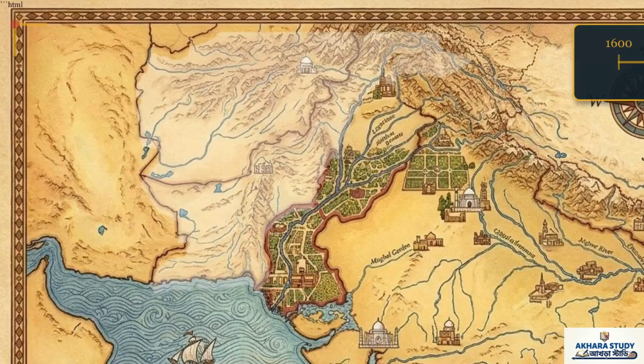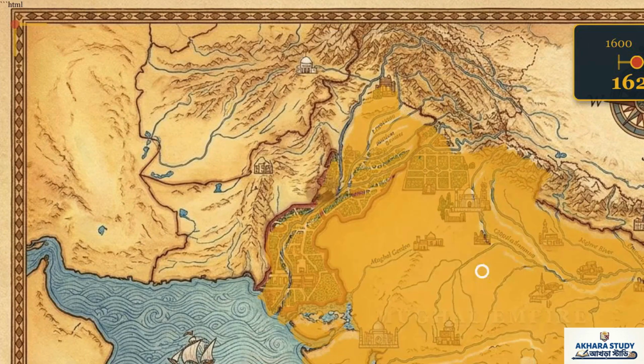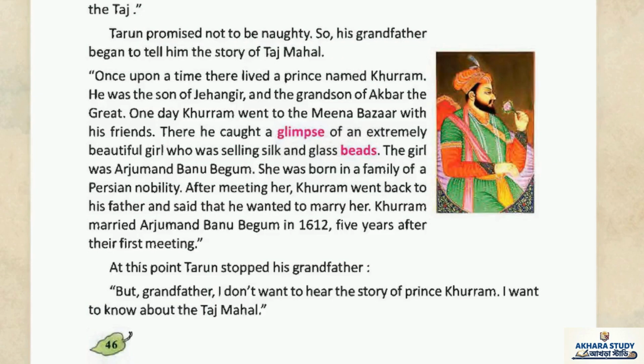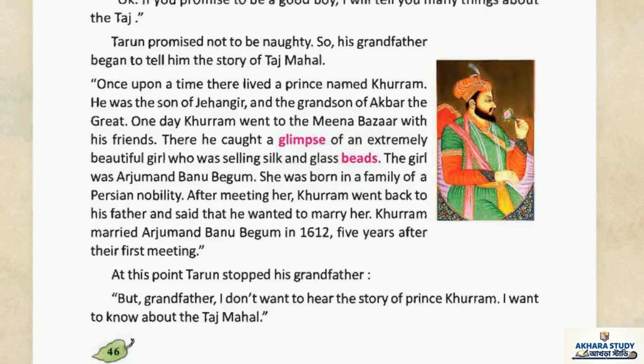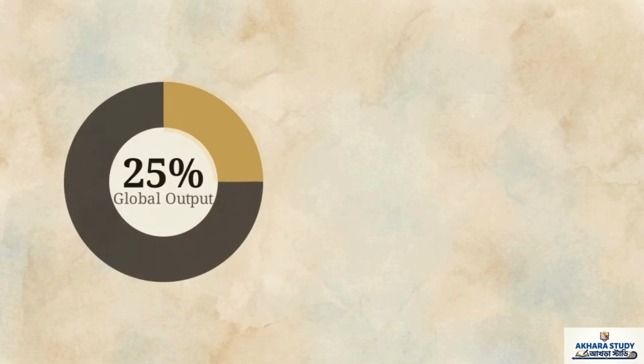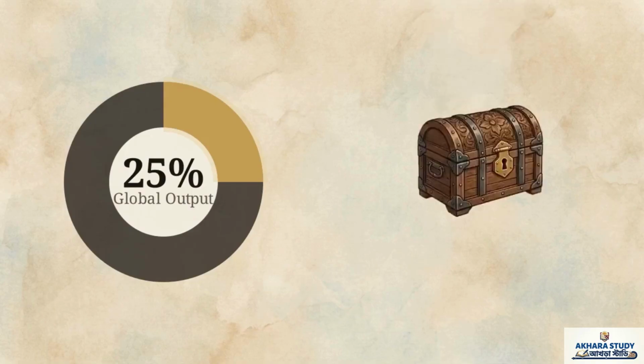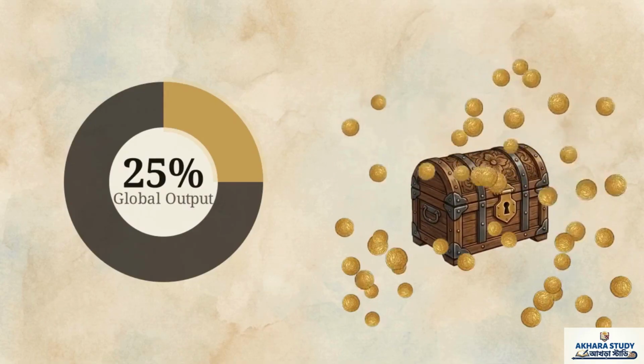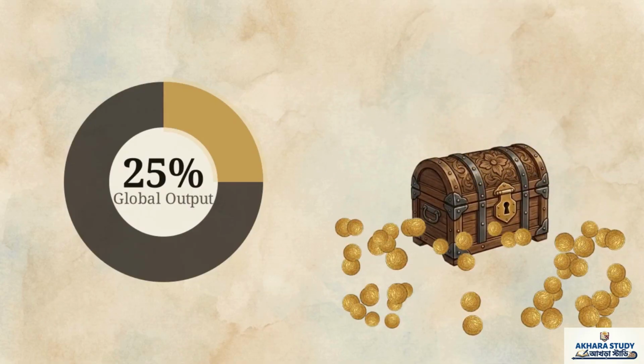The story shifts away from Tarun's modern home and moves back 4 centuries into the 17th century Mughal Empire during a period of significant regional expansion. At the center of this world was Prince Khurram. He was the son of Emperor Jahangir and the grandson of Akbar the Great, the ruler credited with consolidating the empire's power. By this time, the Mughal Empire generated nearly a quarter of the world's total economic output. Khurram was the heir to this vast treasury and the political influence that came with it.